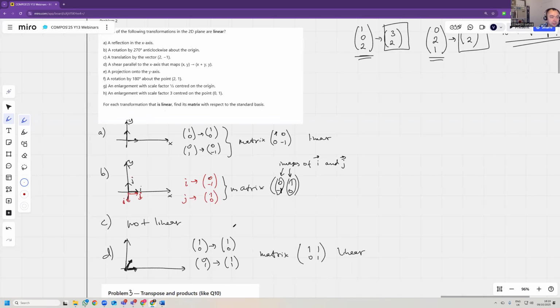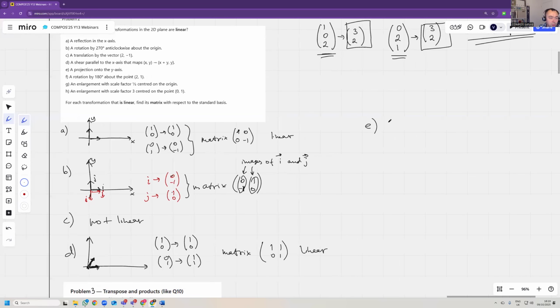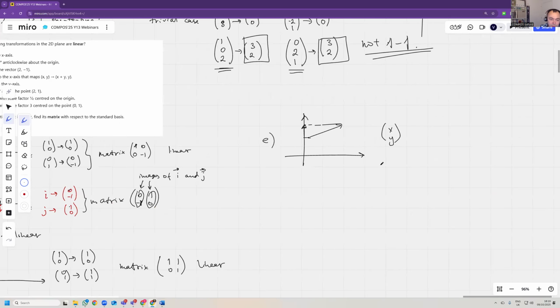Okay. E, projection onto the y-axis. So you have a vector, and the image is the projection. So it simply means that the x coordinate is transformed onto 0, and the y coordinate is transformed onto the y coordinate.